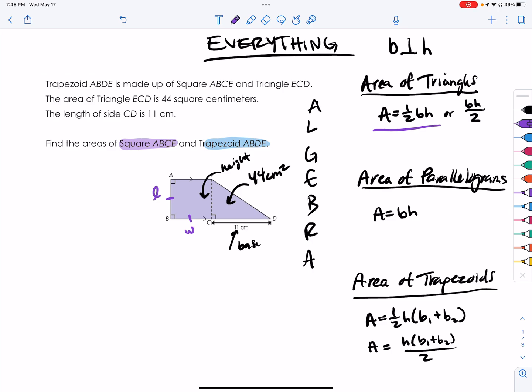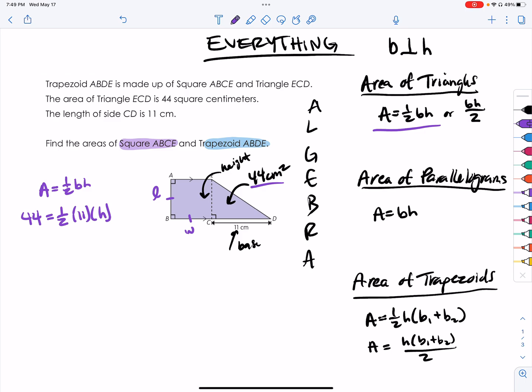So if our area is, let's use this 1/2 base times height. If we know our area is 44 centimeters squared and our base is 11, and we're trying to find the height, we have only one variable and we can solve for that. Now we have a couple different ways that we can solve this. If I multiply that 1/2 times the 11, I'm going to get a decimal, and that doesn't feel super great to me.